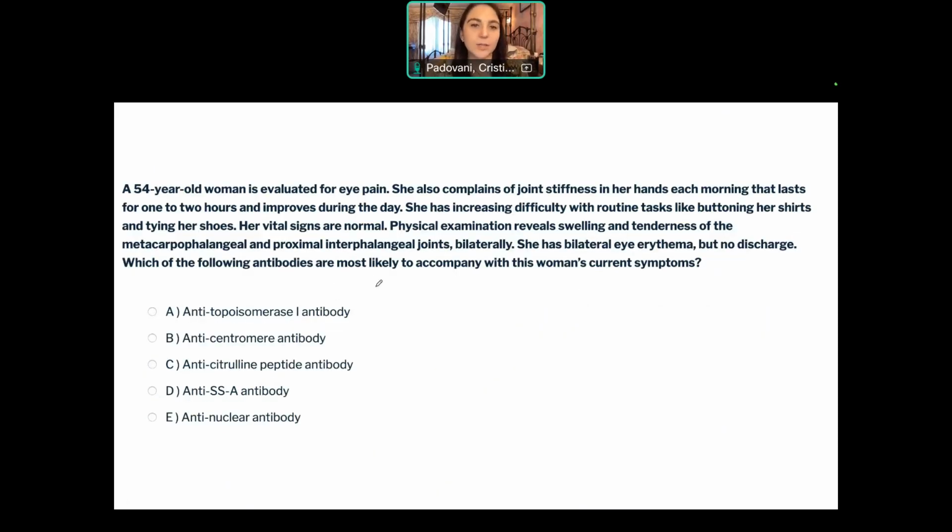Alrighty, which of the following antibodies are likely to accompany this woman's current symptoms? So let's diagnose her. A 54-year-old woman, she has eye pain. She complains of joint stiffness in her hands each morning that lasts for 1 to 2 hours and then improves during the day. Look at that morning stiffness. She has increasing difficulty with routine tasks like buttoning her shirts and tying her shoes, so using her hands, it seems. Her vital signs are normal. Physical exam shows swelling and tenderness of the MCPs and the PIPs bilaterally. She has bilateral eye erythema, but no discharge.